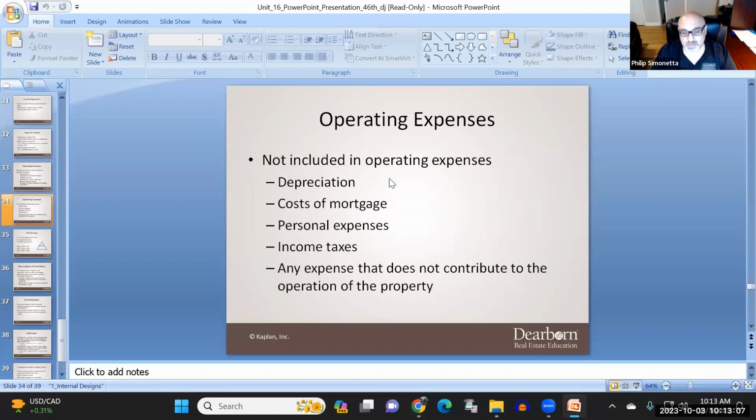Now what you need to remember is what is not included in operating expenses, and you get questions on this. Depreciation is not an operating expense. Cost of mortgage, the mortgage is not an operating expense. Personal expenses are not operating expenses. Income taxes are not operating expenses. Any expense that does not contribute to the operation of the property cannot be put in there. Mortgage, no. Personal expense, no. Property taxes, yes. Income taxes, no, right?